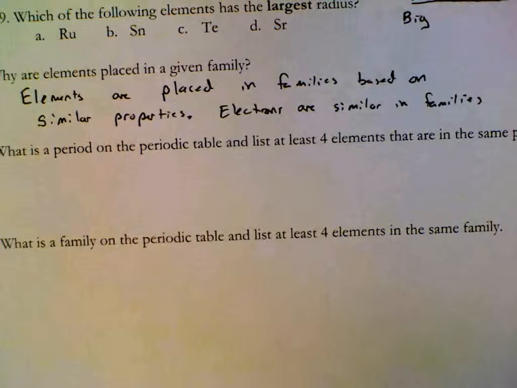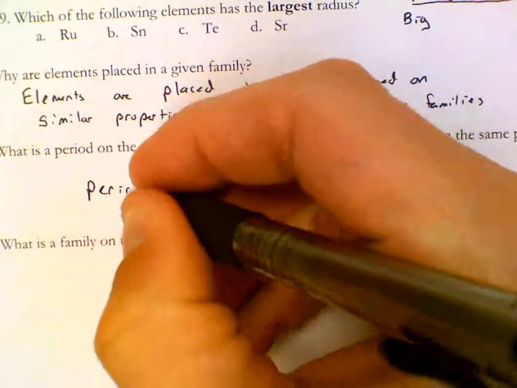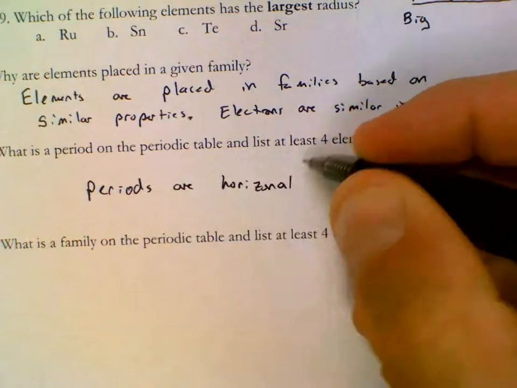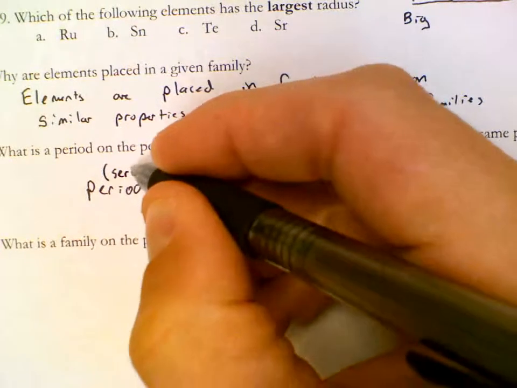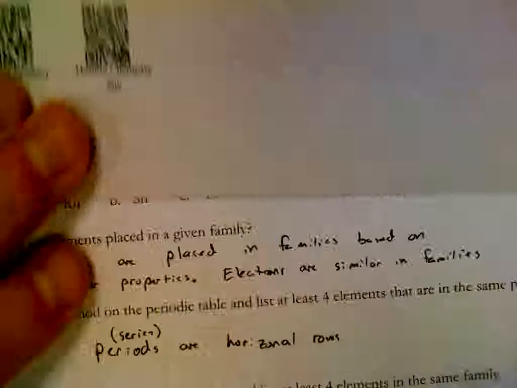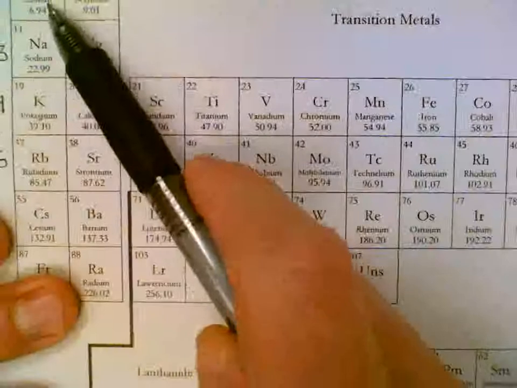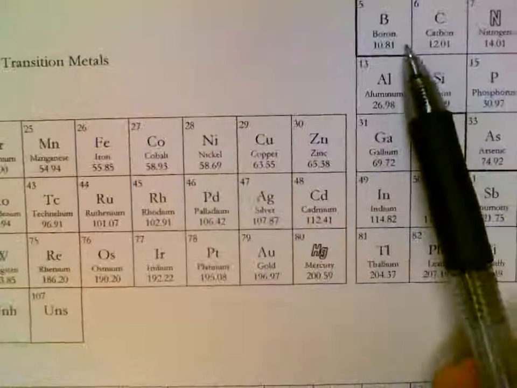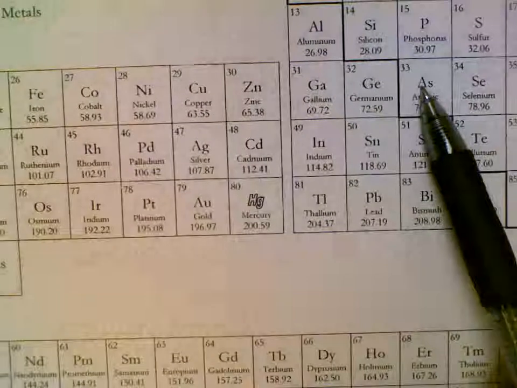What is a period on the periodic table, and list at least 4 elements that are in the same period? Periods are horizontal rows across the table. Another name for them is series. You could pick any row on the periodic table and just choose 4. So you could choose lithium, beryllium, boron, and carbon. Or you could choose boron, carbon, nitrogen, oxygen. Or gallium, germanium, arsenic, selenium. Any 4 elements that are in the same row.